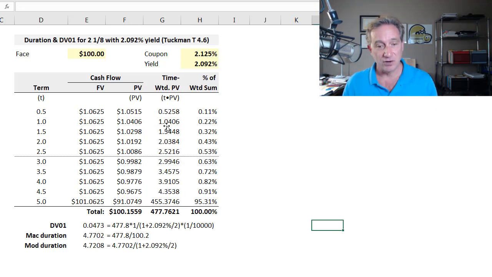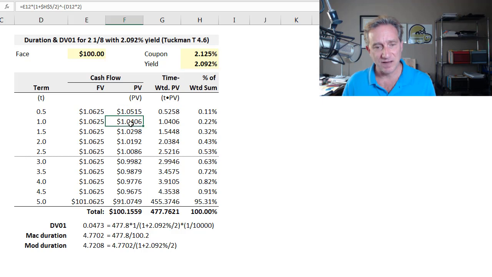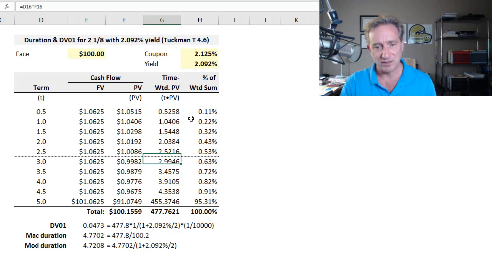Okay, so we can then go to adding the two columns that Tuckman has in order to compute duration. The way that he does this is he computes the time-weighted present value. And you can see I've notated that: it's the term times the present value of the cash flow for each row. You can see straightaway it's multiplication, although not necessarily intuitive when you first see it. You wouldn't think, oh, multiply the term times the present value. But we do 0.5 times that present value to give the time-weighted present value.